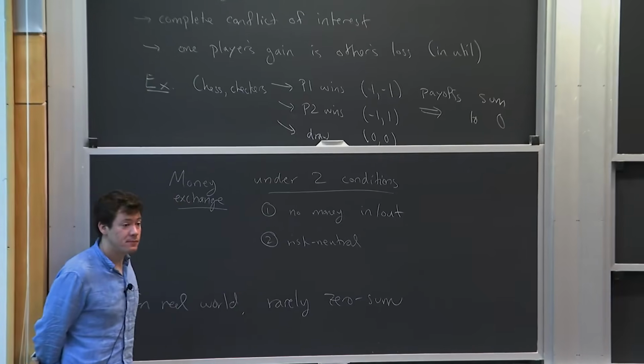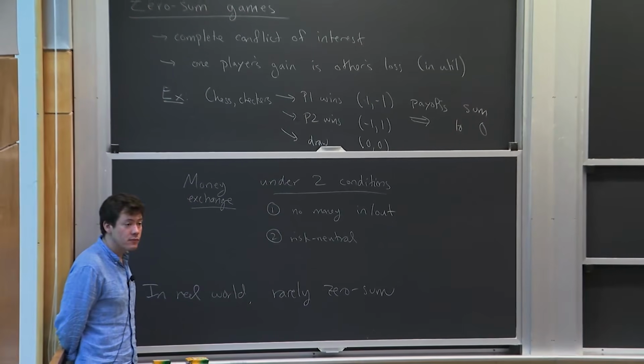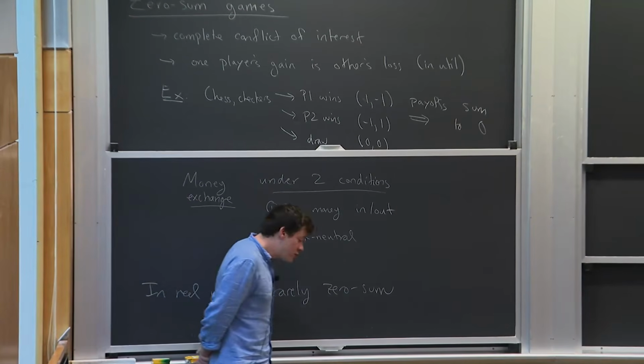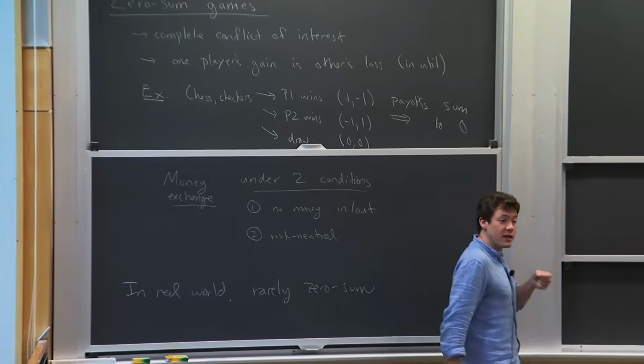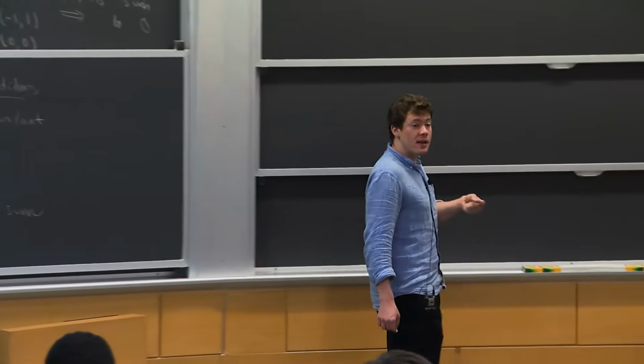Yes, question. Yeah, so formally risk neutral means that your von Neumann-Morgenstern utility function as a function of money is a linear function.